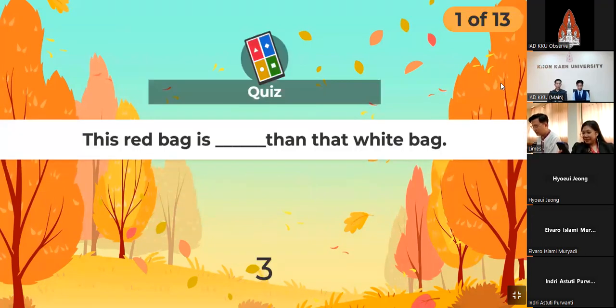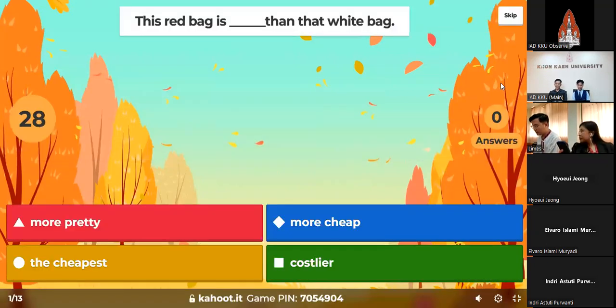20 seconds only. The red bag is blank blank, then the white bag.